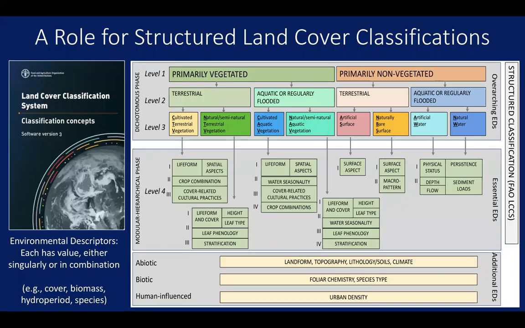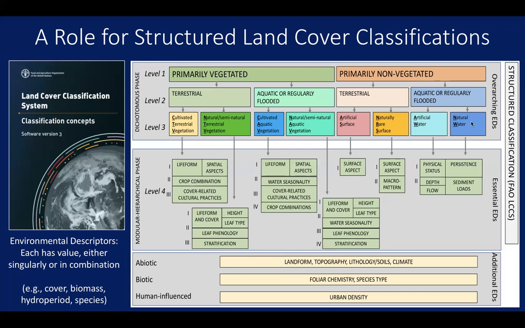So first of all, a role for structured land cover classifications. A number of approaches to land cover are available. And one that we particularly like, and which is globally applicable, is the FAO, Food and Agricultural Organization, Land Cover Classification System. It's a very structured classification in the sense that it has what we call overarching environmental descriptors. And there's 8 of those. They're cultivated terrestrial vegetation, natural, semi-natural terrestrial vegetation, and the aquatic equivalents of that. And then artificial surface, naturally bare surface, artificial water, and natural water.